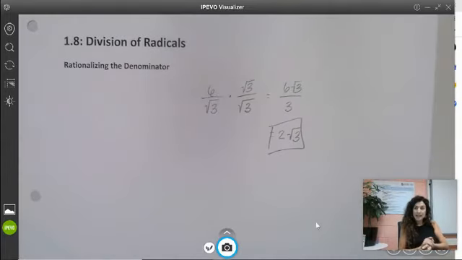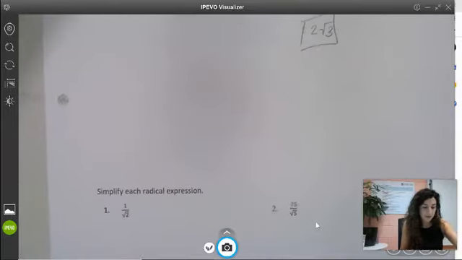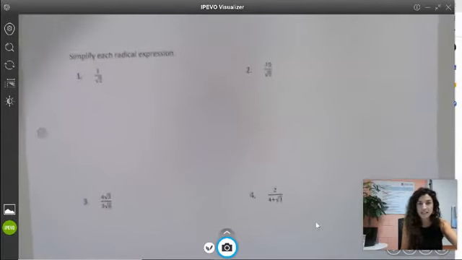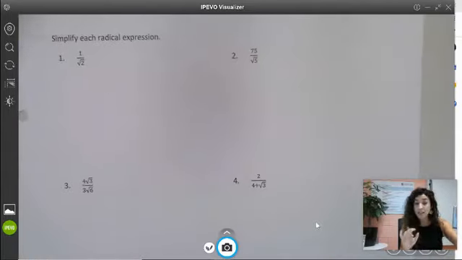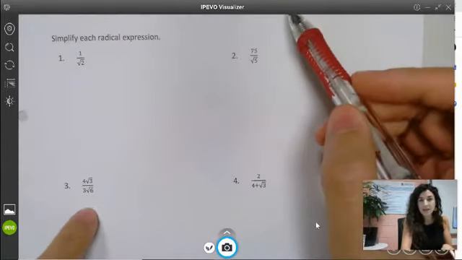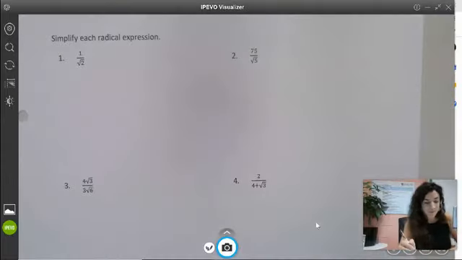And that is the main idea of rationalizing denominators. All we're trying to do is get rid of the square root in the denominator. So we have some practice here. We'll do the first one together, and then I'll have you do 2 and 3 on your own.